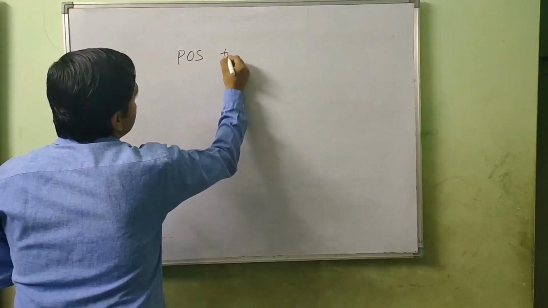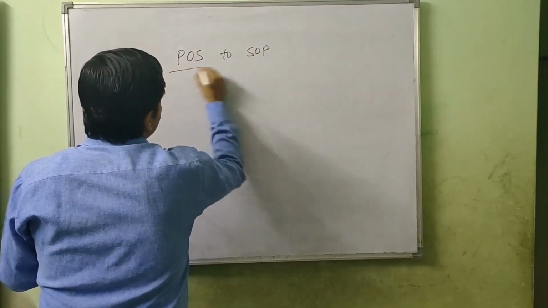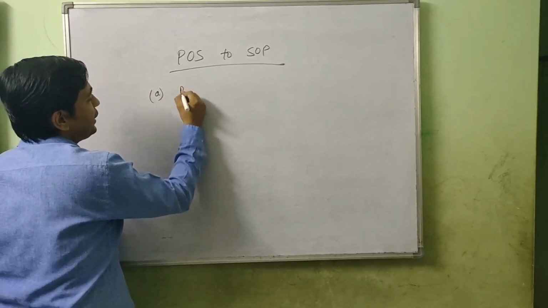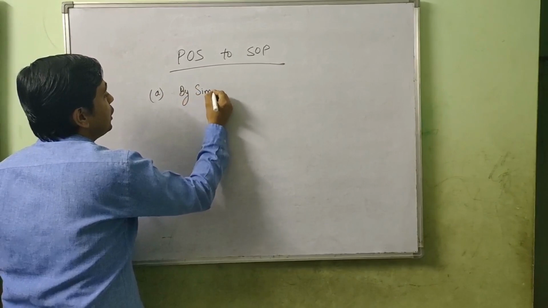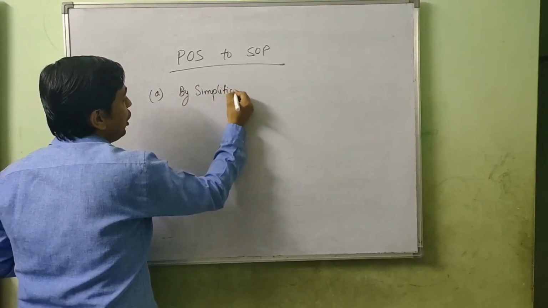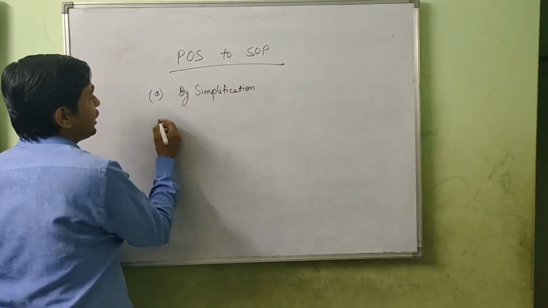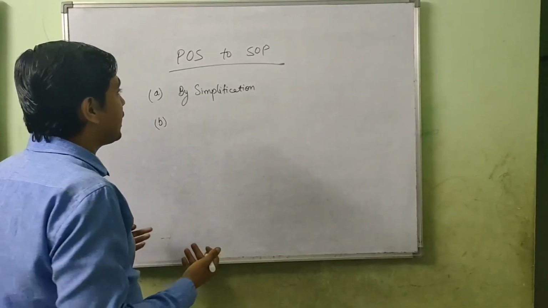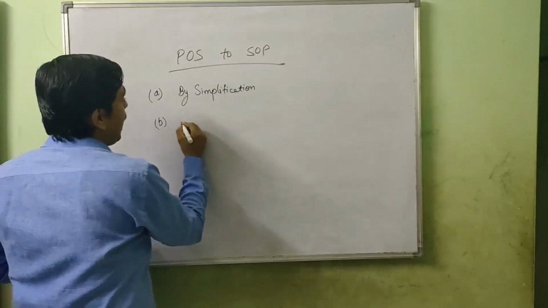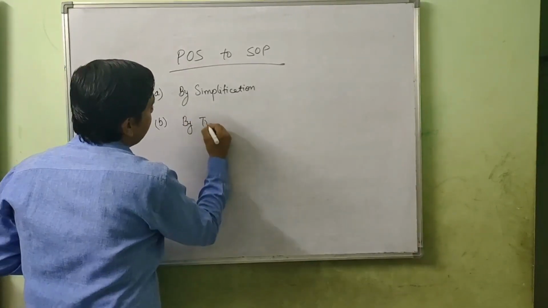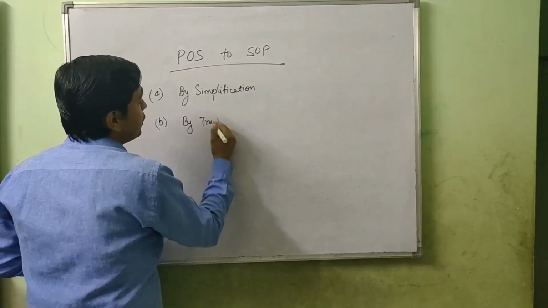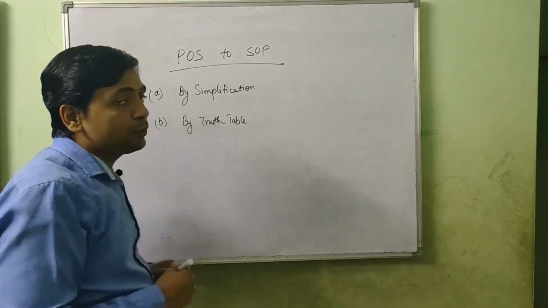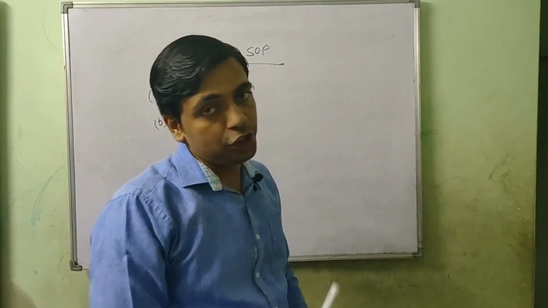Product of sum to sum of product. There are 2 ways. First one is simplification. We will use simple Boolean laws and reduce the given Boolean expression, and the resultant expression we will get is an SOP expression. And the second one, my favorite, is by the truth table. Whichever you like, you can choose. We will do one example of each.